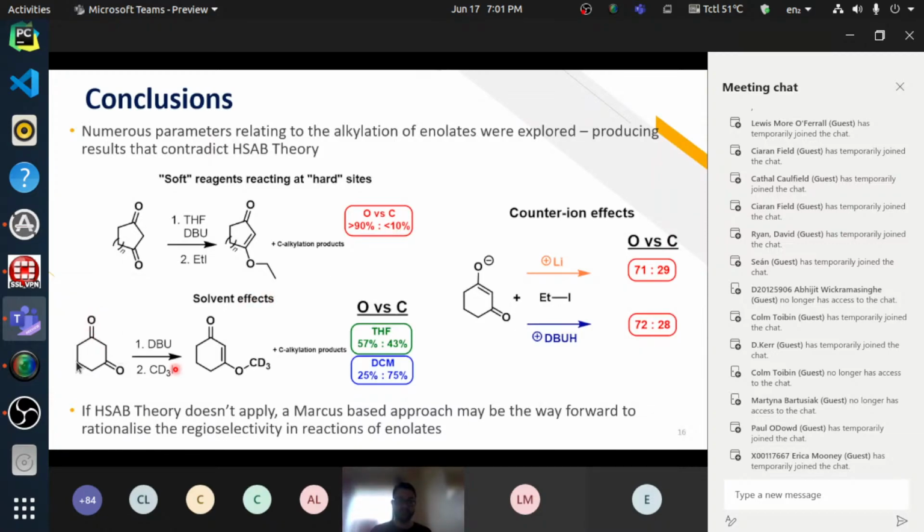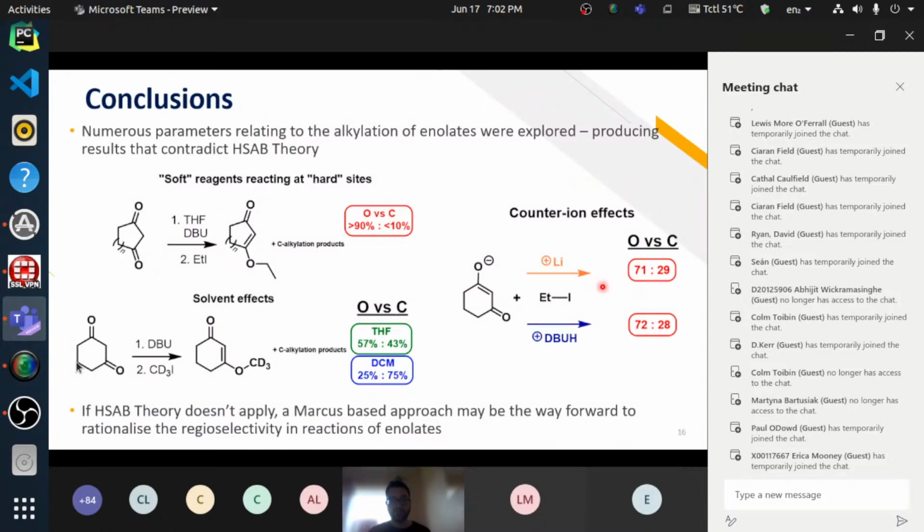We've also seen that when you use deuterated methyl iodide or methyl iodide, a solvent effect can have a massive influence on the O versus C ratio that you see. Again, not really something you can predict. And we also had a look at the counterion effects, and we found that in our examples anyway, with the cyclic enolates, it didn't turn out to be that big of a factor.